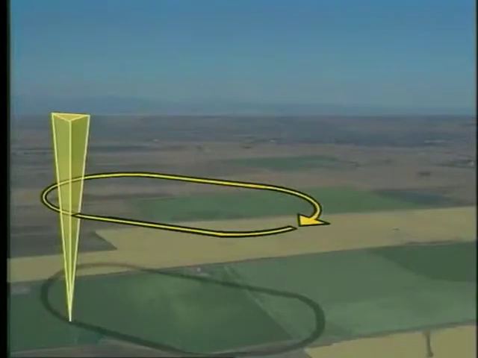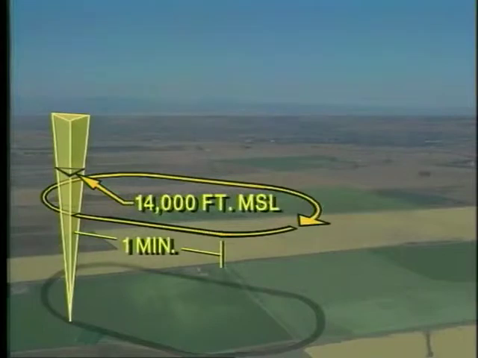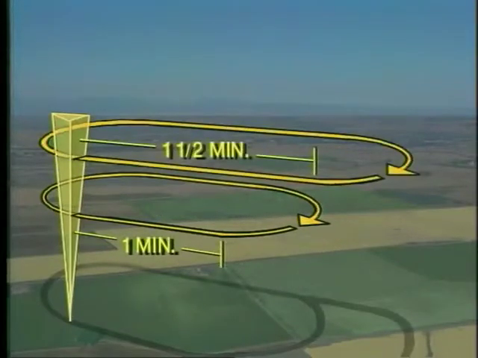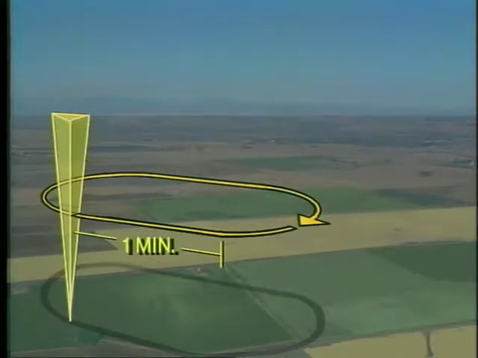Unless specifically stated in your clearance, the length of each holding leg is determined by time. The timing of each inbound leg is 1 minute when you're holding at or below 14,000 feet, and 1.5 minutes when holding above 14,000 feet. For simplicity, let's use 1-minute legs for the rest of the discussion.